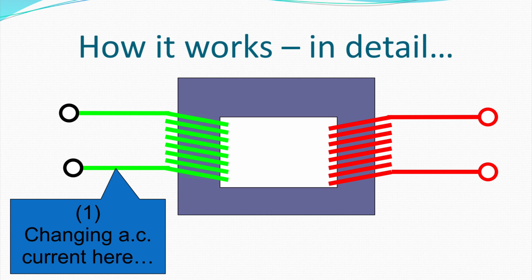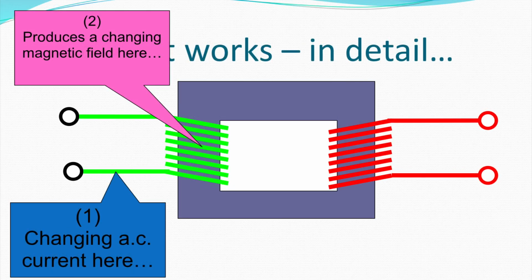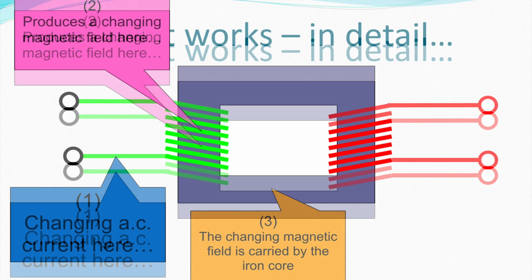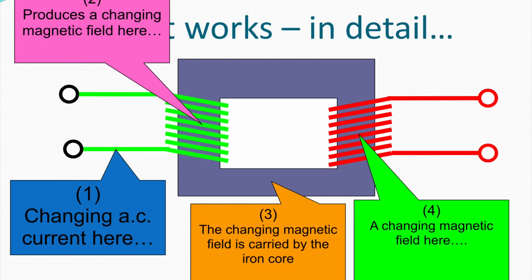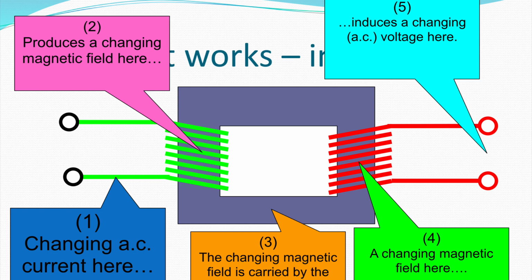We start by introducing alternating current into the primary coil. This then produces a magnetic field around the coil. The changing magnetic field is carried by the soft iron core, which creates a changing magnetic field around the secondary coil, which in turn produces alternating current.